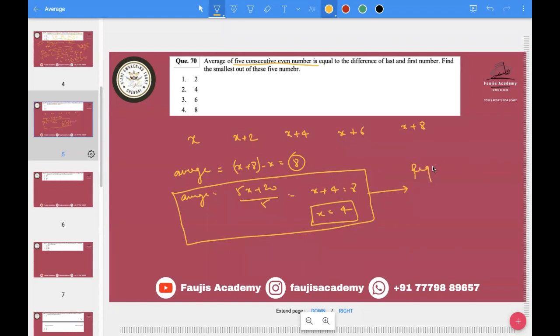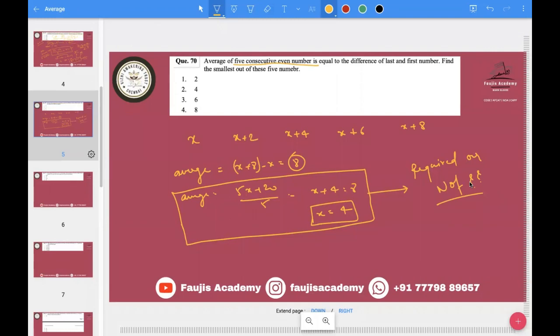Okay, sir. So the average of 5 consecutive even numbers is equal to the difference of the last and first number. Find the smallest out of these 5 numbers. So first we'll take the first term as x. Please tell the class in Tamil, Aryan. I don't know Tamil, sir. I'm not from Tamil Nadu. Oh, okay. No worries. Yeah, please go ahead.